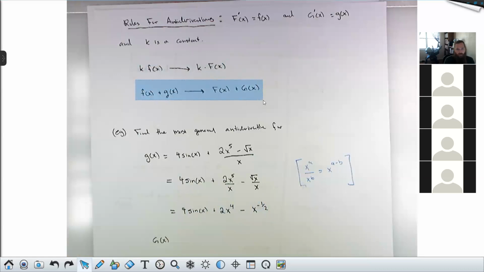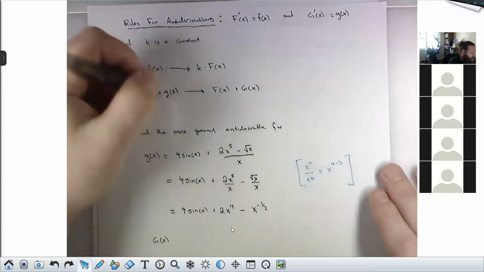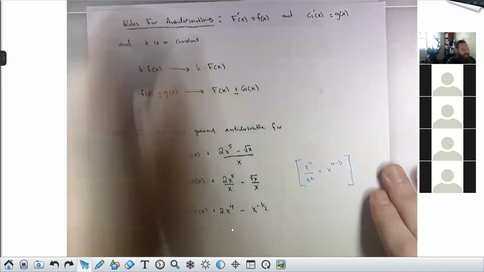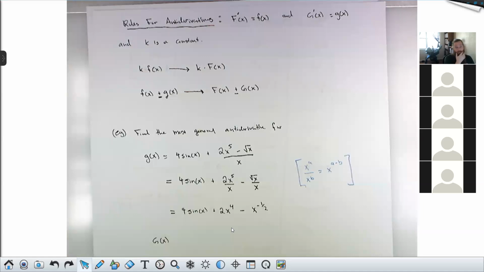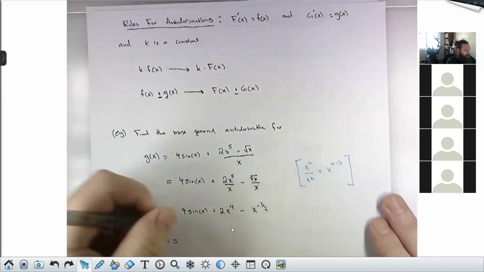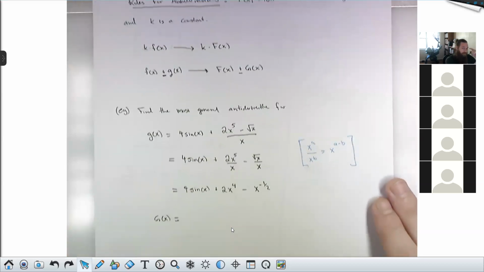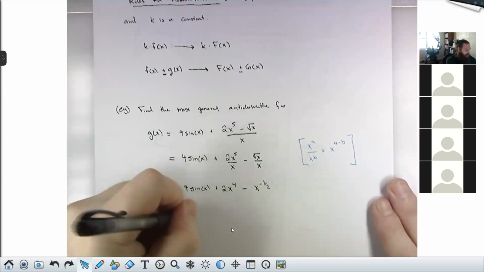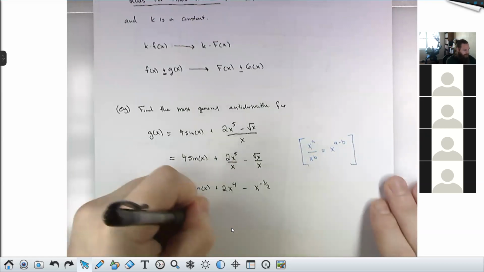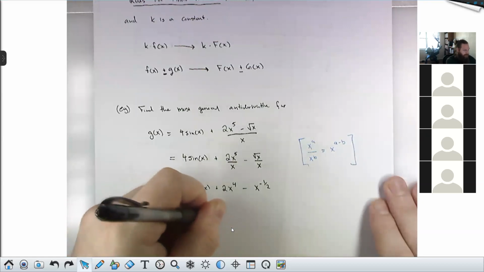And the addition rule here tells me I'm allowed to split this up. And as always, if it works for addition and constant multiplication, it works for subtraction also. All right. An antiderivative for sine is what? The 4 is going to come along for the ride. What's an antiderivative for sine x? Negative cosine. Very good. Negative cos x.